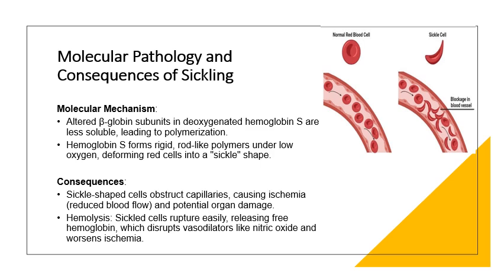Mutated hemoglobin S polymerizes in low oxygen, causing red cells to become rigid and sickle-shaped. These cells block capillaries, reducing blood flow and causing organ damage. Sickle cells also rupture easily, releasing hemoglobin and worsening the condition.